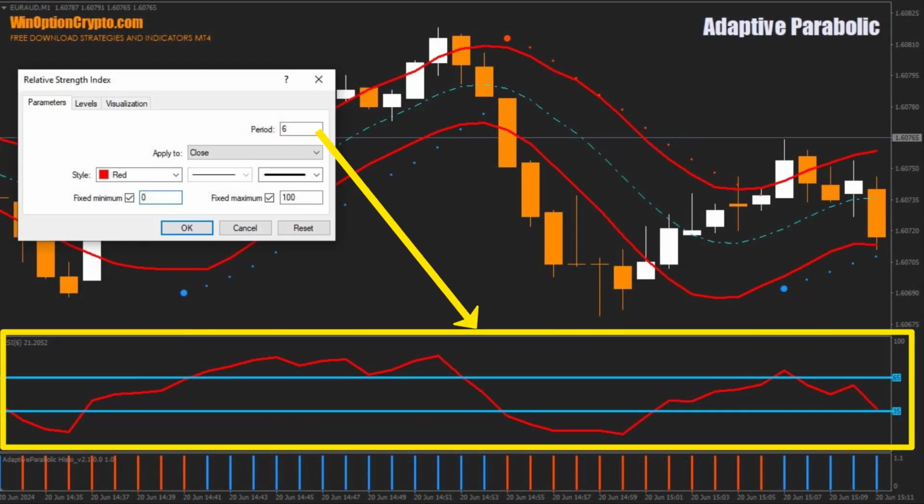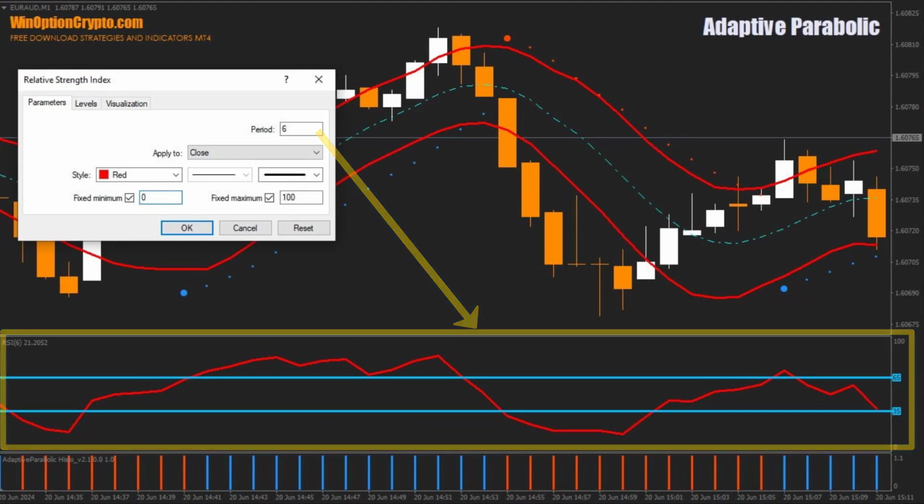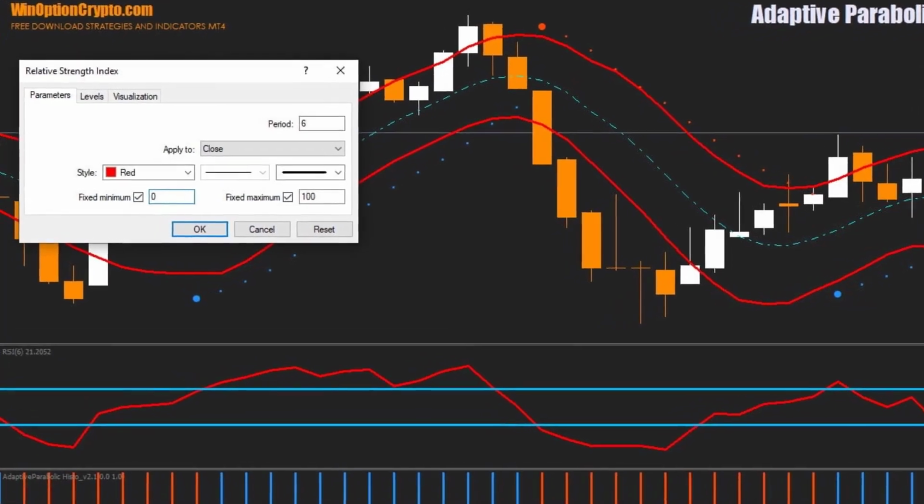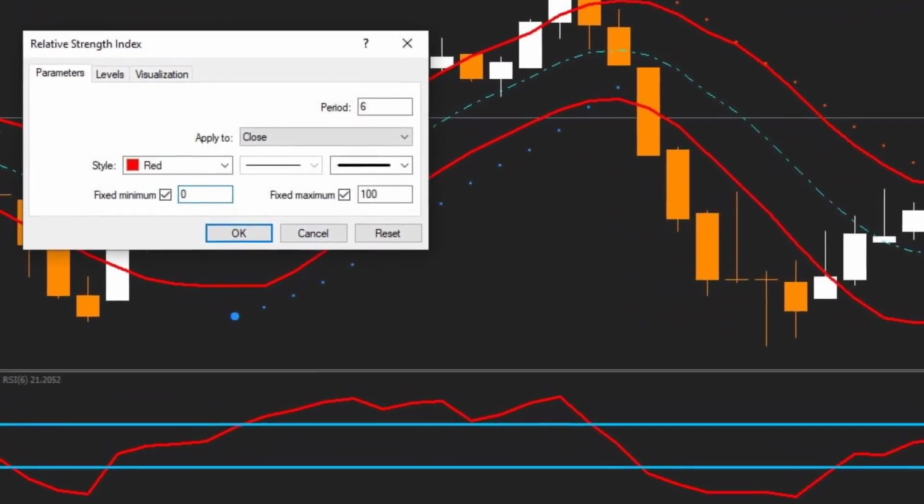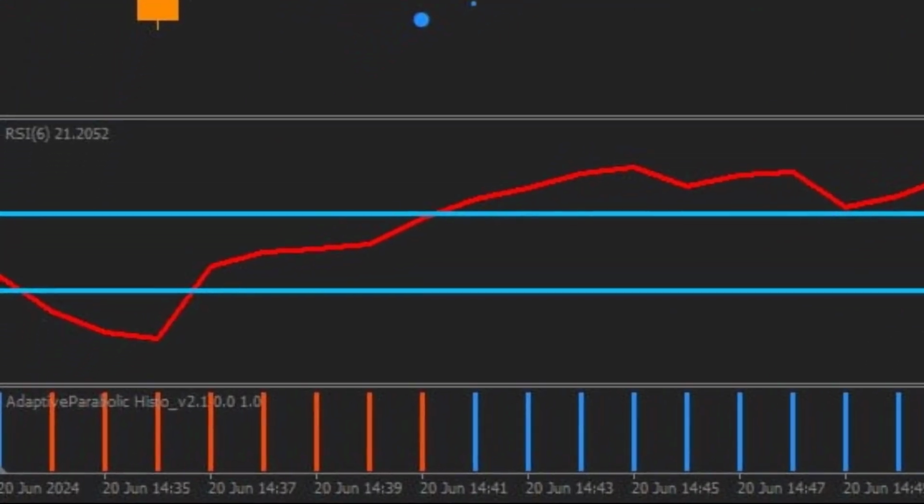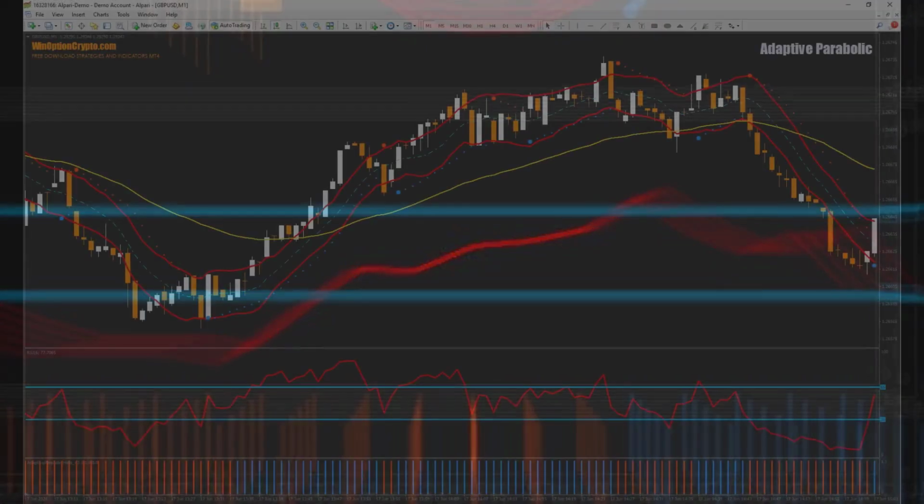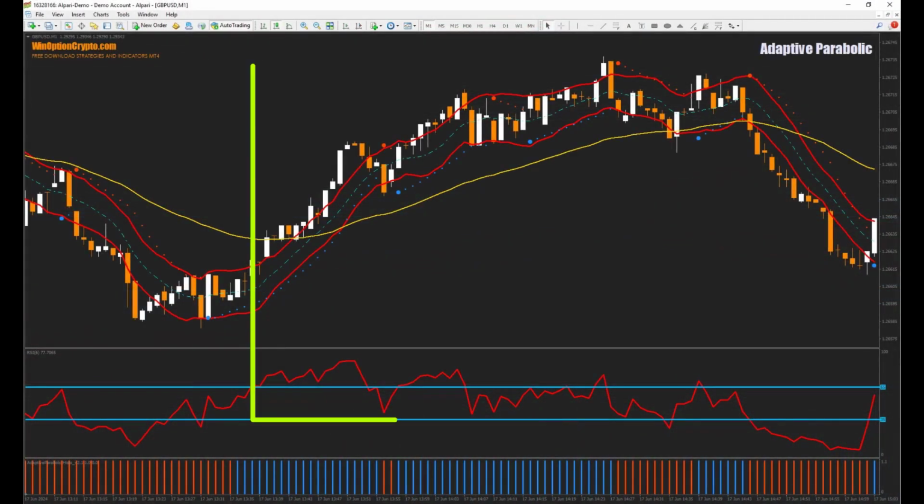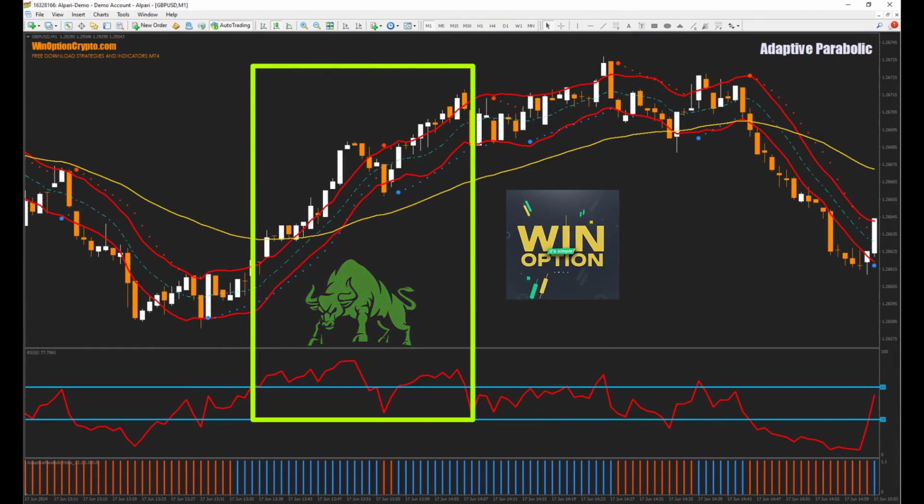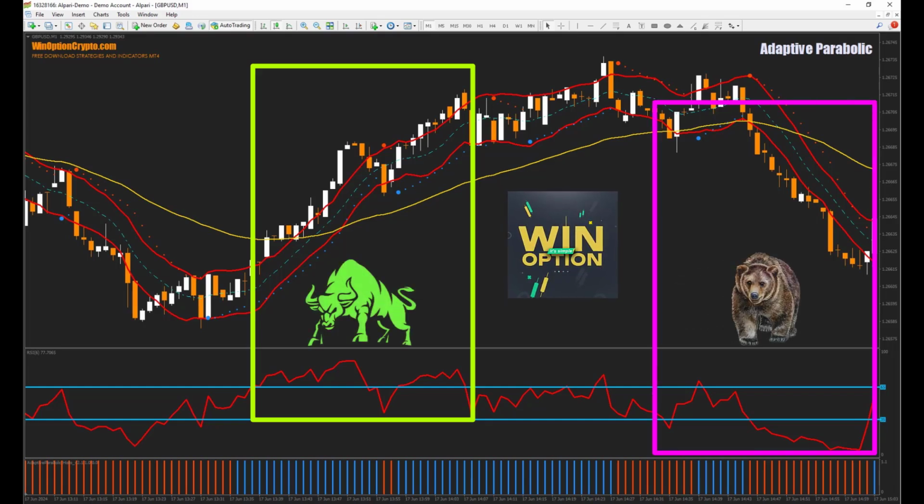The next indicator used in the Adaptive Parabolic Binary Options strategy is the Relative Strength Index, RSI. It is very popular among traders as it allows you to evaluate not only the strength of a trend, but also the probability of its reversal. The RSI indicator is an oscillator, so its values range from 0 to 100. In this system, it is not used to evaluate the level of oversold and overbought, but to confirm the trend. When the RSI is above 65 and growing, this confirms the uptrend. If the RSI falls below 35 and continues to decline, a bearish trend is formed on the market.